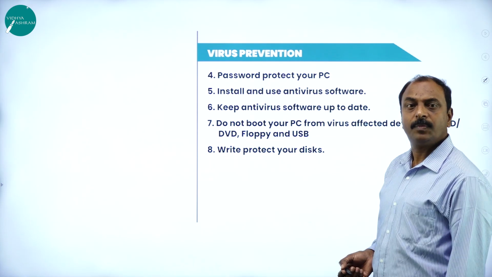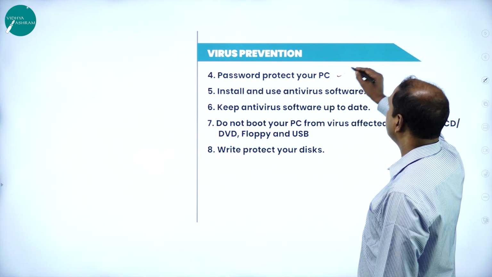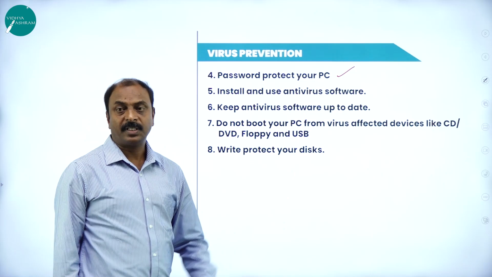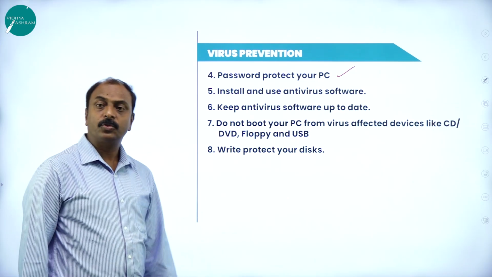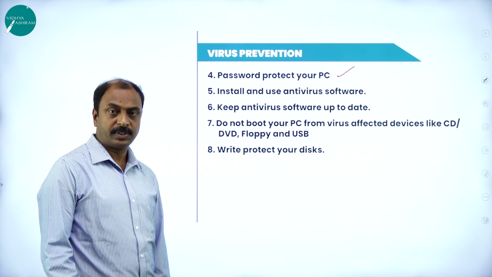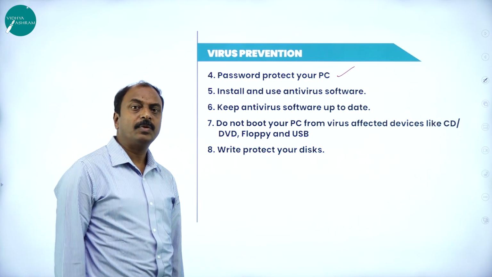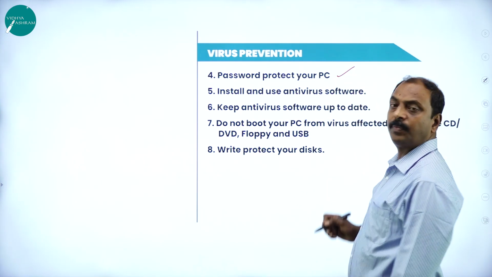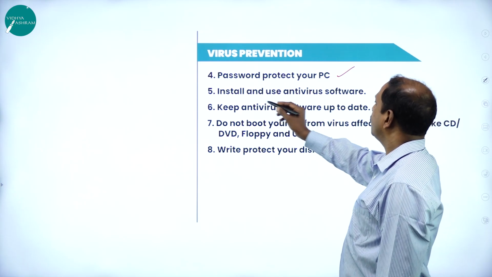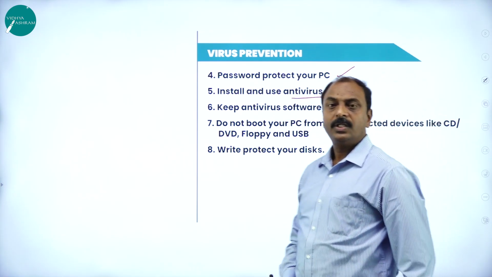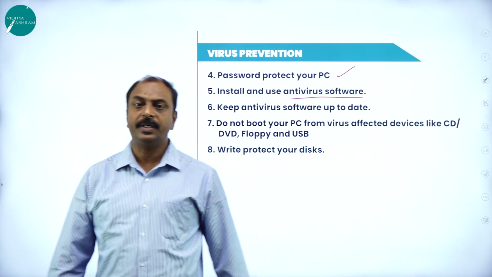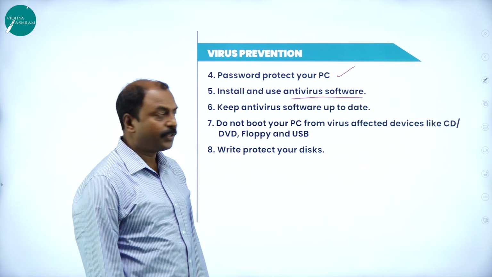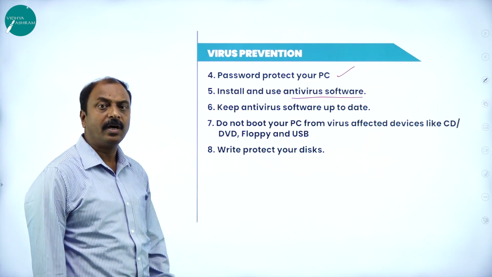In the next slide, another precaution is password protect your PC. It is better to use a password on your computer system to protect it from other users. To avoid the system being used by others, it is better to have your PC protected with a password. Next one is install and use antivirus software. It is a very good precaution. It is better to use a licensed version of antivirus software, which will protect your computer from different types of malware or viruses.